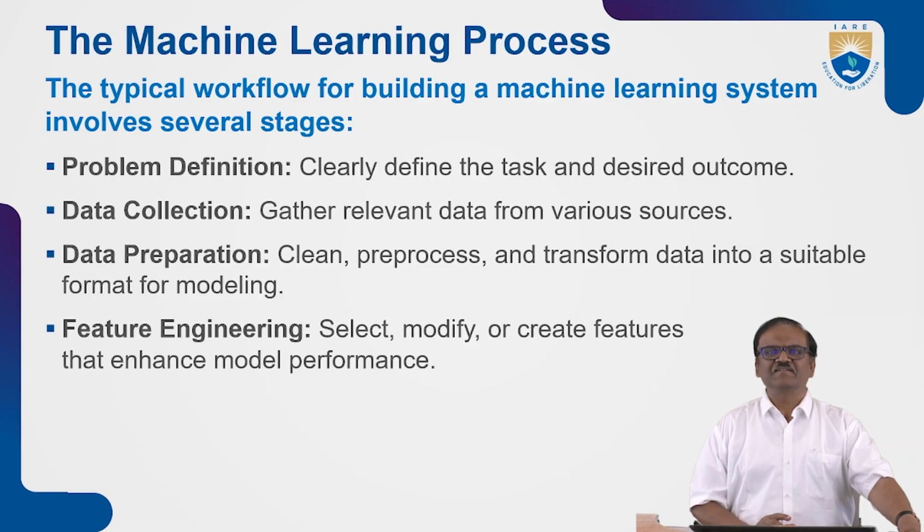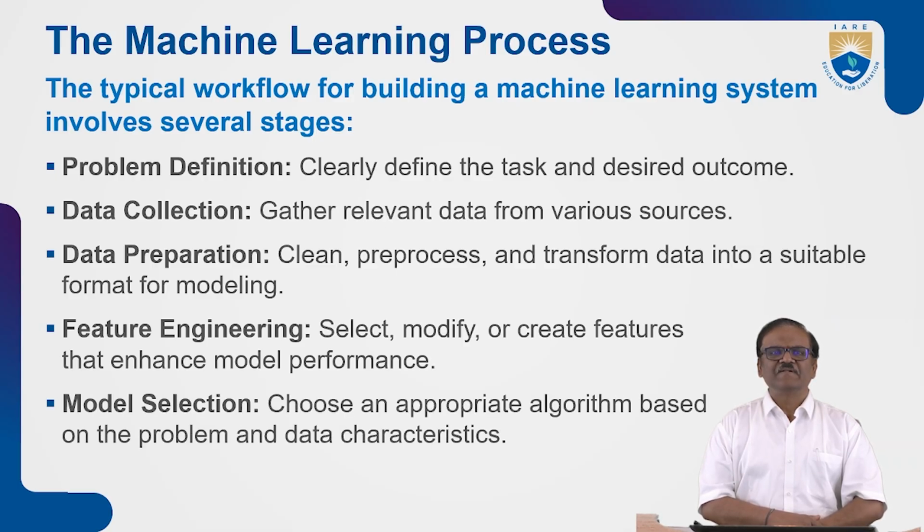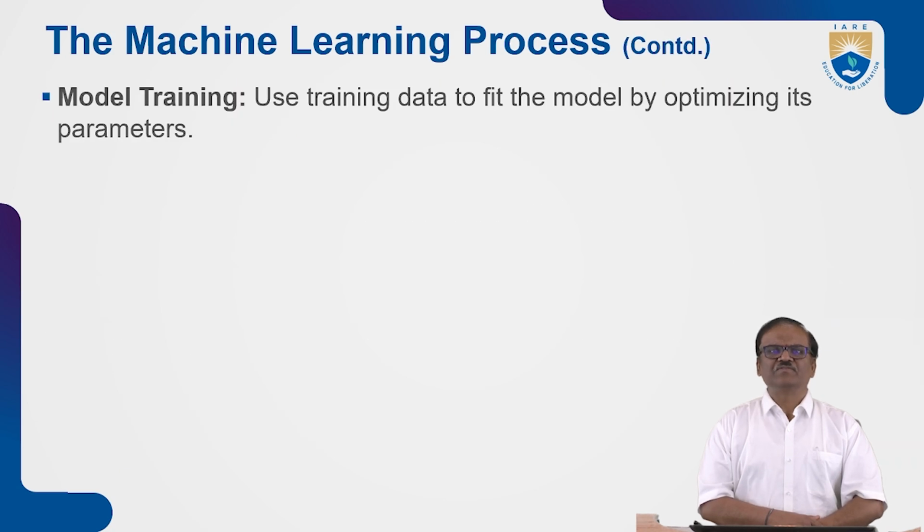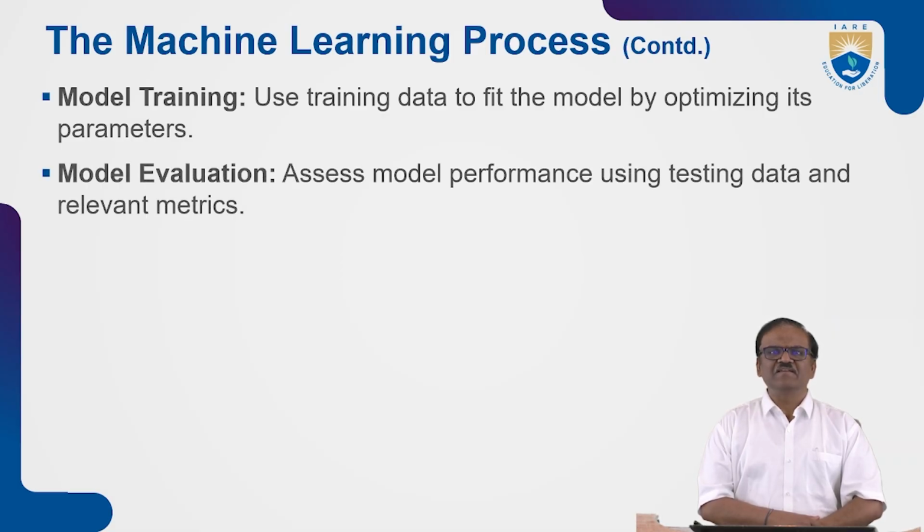Feature engineering. Select, modify or create features that enhance model performance. Model selection. Choose an appropriate algorithm based on the problem and data characteristics, and which model has to be adopted to get the best output. Model training. Use training data to fit the model by optimizing its parameters. Model evaluation. Assess model performance using testing data and relevant metrics.